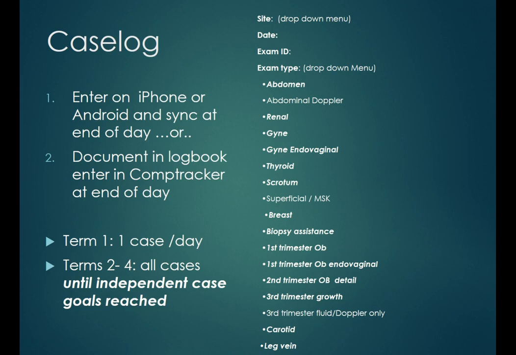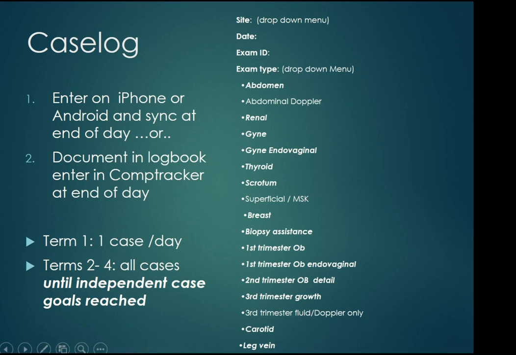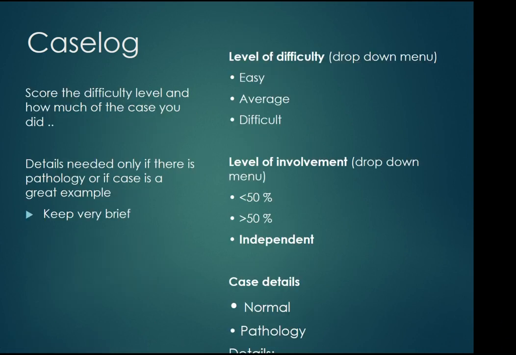Just to recap, in Term 1, you will only be entering one case per day. In Terms 2 through 4, you will be entering all of your cases until your independent case goals numbers have been reached. To enter a case into Comptracker, you will need the following information. You will be asked to input the site from the drop-down menu, the date, the exam ID, and the exam type. You will be asked to score the difficulty of the case.